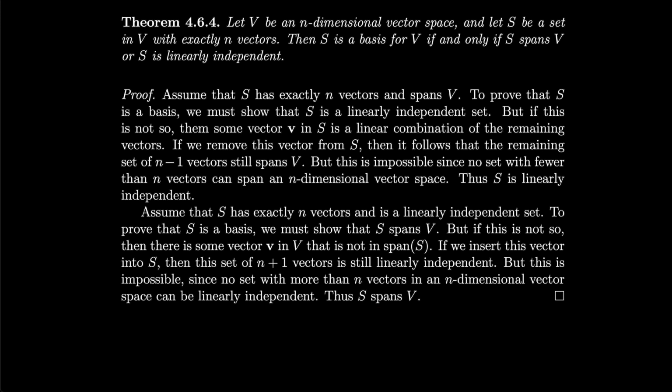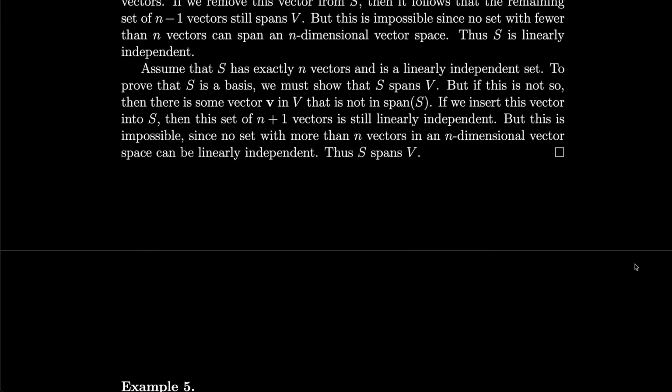Okay, so that's kind of cool. So that means anytime we have a set, and we already know that the vector space is n-dimensional, so we have to be given the dimension, and we have to be given that the set has n vectors, if we know it spans, then we automatically know it's a basis. If we know that it's linearly independent, then we automatically know it's a basis. We don't have to check both anymore.